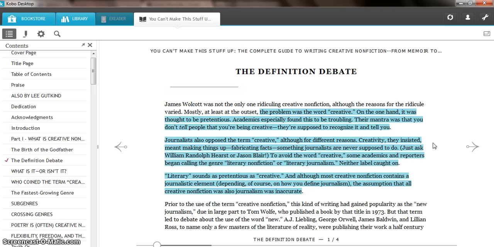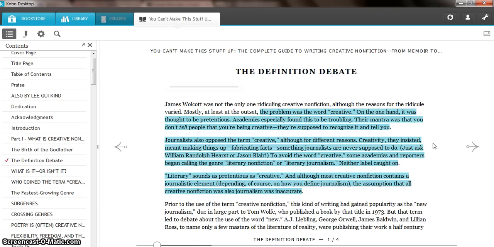The problem was the word creative. On one hand, it was thought to be pretentious. Academics especially found this to be troubling. Their mantra was that you don't tell people you are being creative, they are supposed to recognize it and tell you. So when coining the term creative nonfiction, that was an issue. Journalists also opposed the term creative, although for different reasons. Creativity, they insisted, meant making things up, fabricating facts, something journalists are never supposed to do. Just ask William Randolph Hearst or Jason Blair. To avoid the word creative, some academics and reporters began calling the genre literary nonfiction or literary journalism, but neither label caught on.